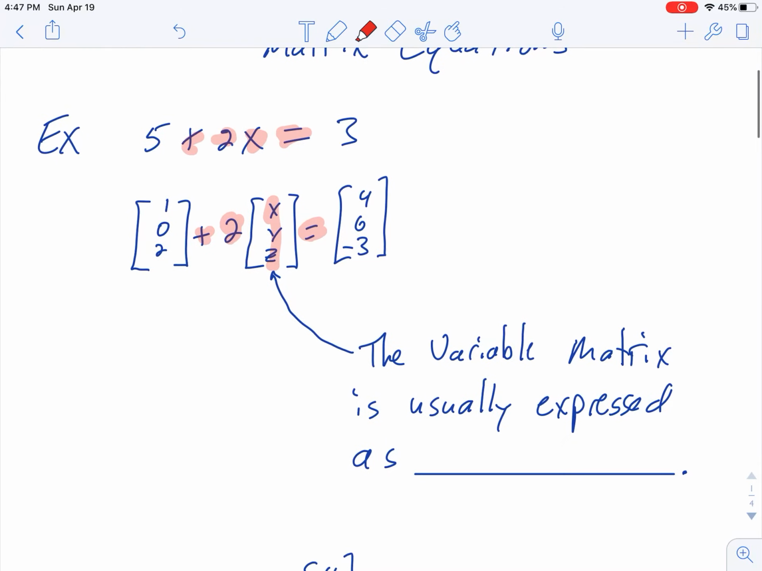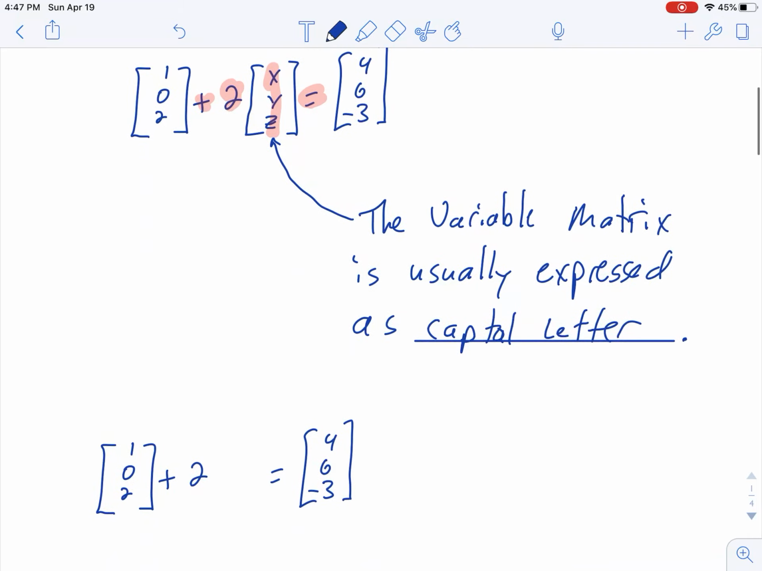Now, usually when you solve these, the variable matrix is expressed as a capital letter. So that equation up there might actually look more like this, like a capital A, a capital B, a capital M, a capital X, something like that. You're just supposed to know that this letter represents a matrix. But that's all we're doing today, is we're solving those.